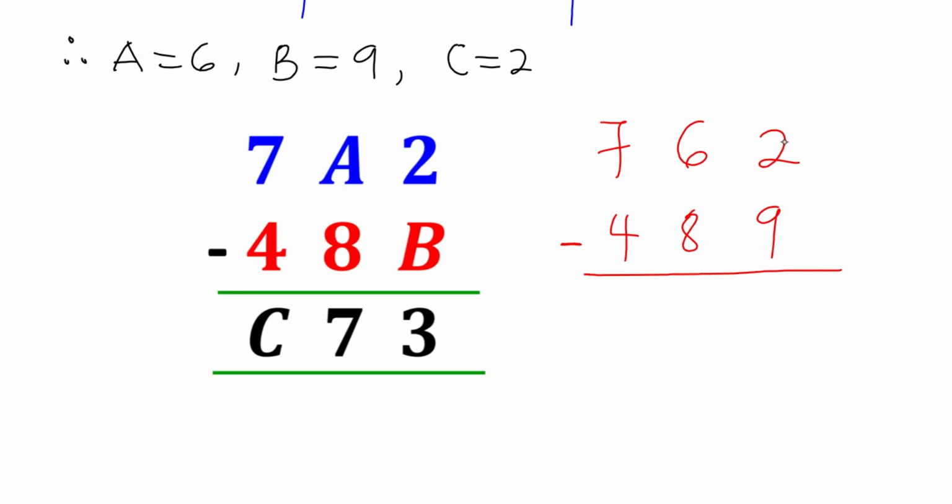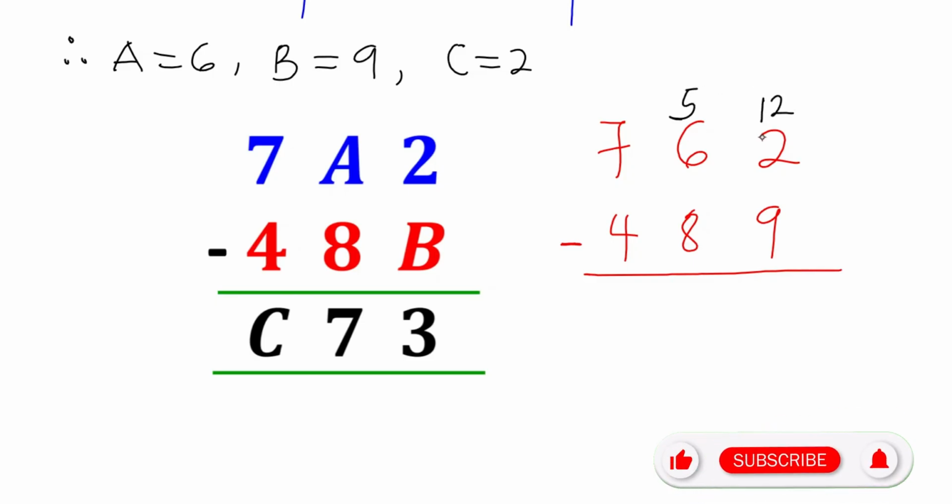It means that 2 minus 9 is impossible in this instance. It means that we have to borrow 1 from the next number, and since you are working in base 10, when you borrow, the 6 becomes 5, and the 2 becomes 12. So it means that 12 minus 9 gives us an answer of 3. And that is exactly as we have here.